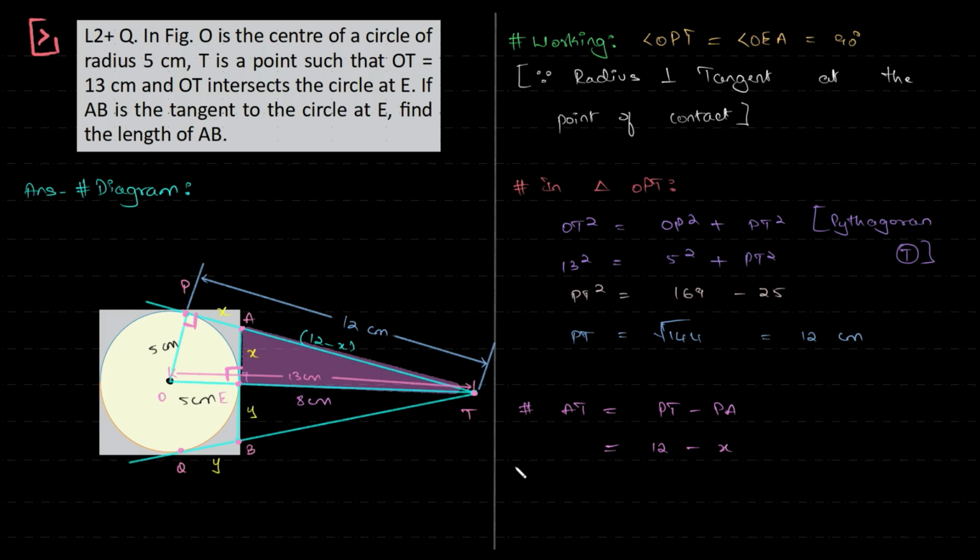Then we have, oh yeah, I need to explain why is that. I didn't explain it. We can't jump to this directly. First thing first, we'll talk about PT being equal to TQ. Both are equal to 12 centimeter. Reason being tangents from an external point.